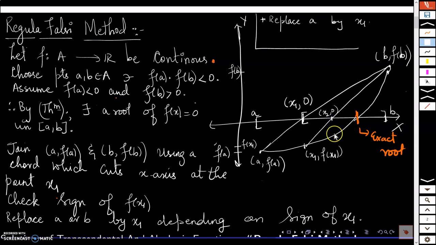In this case it is negative, so I will replace the point x1 by x2 again, and then again I will join x2 comma f of x2 with b comma f of b. I won't write it, but I will just draw it. As you can see here, at each step we are coming closer and closer to the exact root. Okay, so after doing this, we repeat the process.